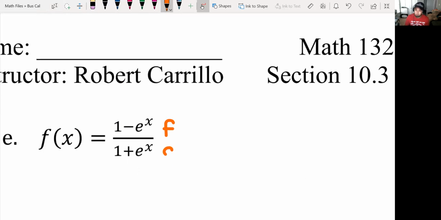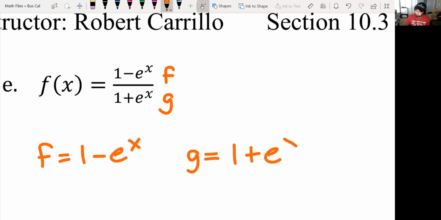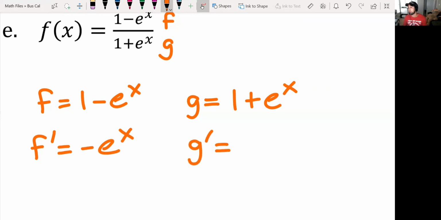Here's f. There's g. f is 1 minus e to the x. g is 1 plus e to the x. f prime, the derivative of 1 minus e to the x, is negative e to the x. g prime, the derivative of 1 plus e to the x, is just e to the x. There's our derivatives.